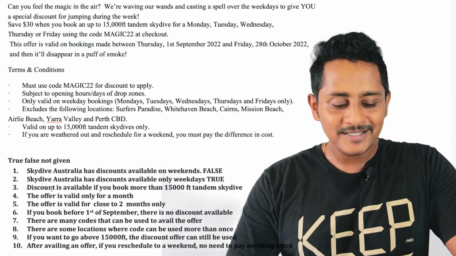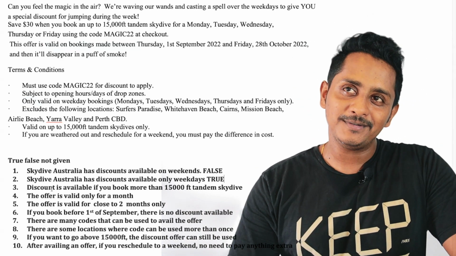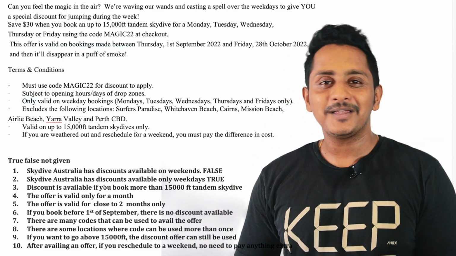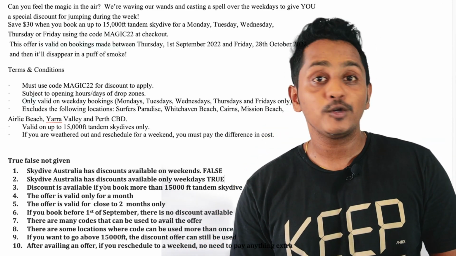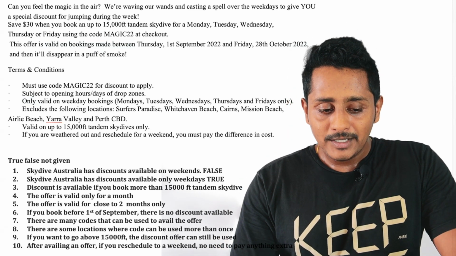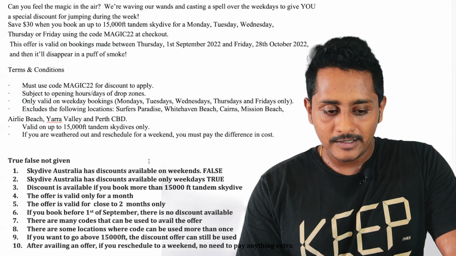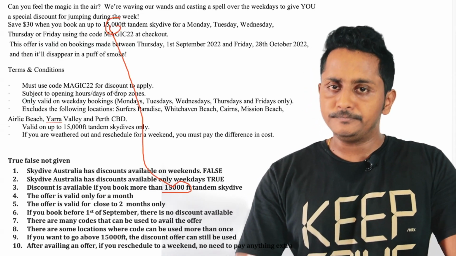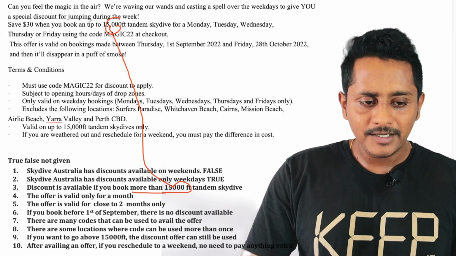We are going to the third one, discount. You see, the idea of true false not given is how quickly you can solve things. If you read the entire paragraph, there goes 10 minutes. Don't read the paragraph, read only when required. Discount is available if you book more than 15,000 feet tandem skydive. I just need to look at this word now. This word is somewhere here. Here it says more than, here it says up to.